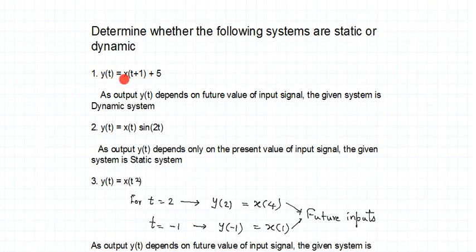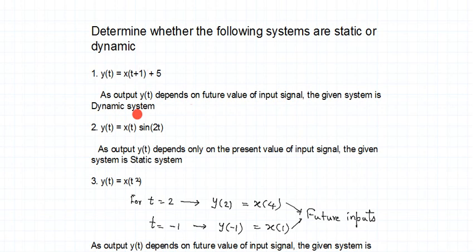If output is only dependent on present value, you could have called this system static. But since output is dependent on the future value of the input signal, you will call the system a dynamic system. So how would you justify the answer? You would say, as the output y of t depends on the future value of the input signal, the given system is a dynamic system.